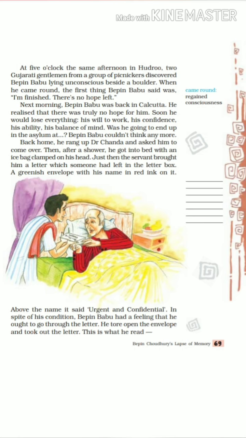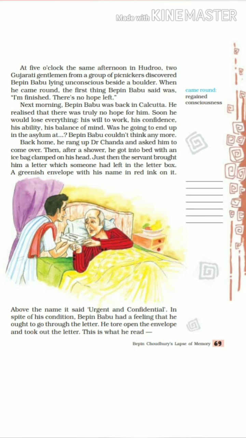Now, when Bipin Babu reaches the Choudhury Fall, he does not remember anything about that place. So, the next morning, Bipin Babu reaches back to Calcutta, and there he realizes that there is no hope for him. He thinks that he is really going mad. So soon he is going to lose everything that he has: his will to work, his confidence, his abilities, and his balance of mind. So now he thinks that at last he is going to end up in a hospital where other people are going to take care of him. Now, Bipin Babu is not able to put any pressure on his brain. He is not able to think anything.